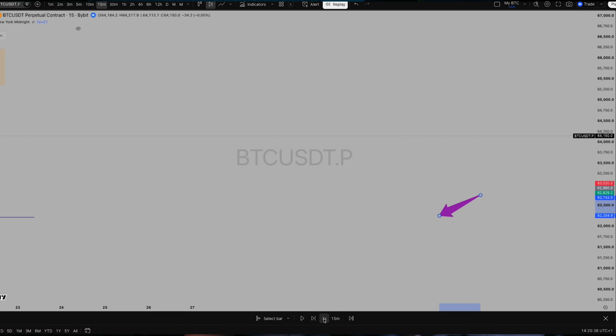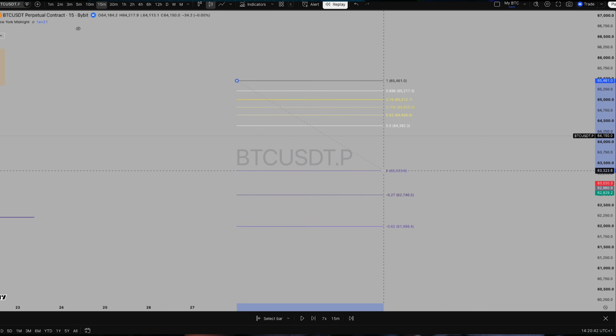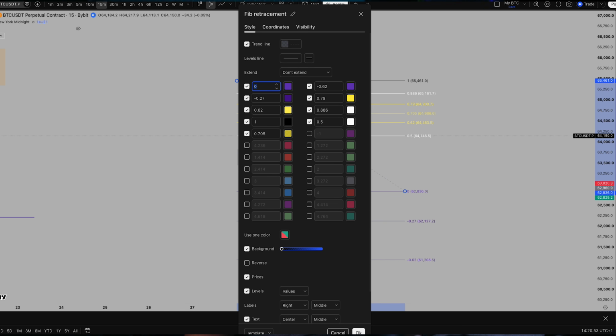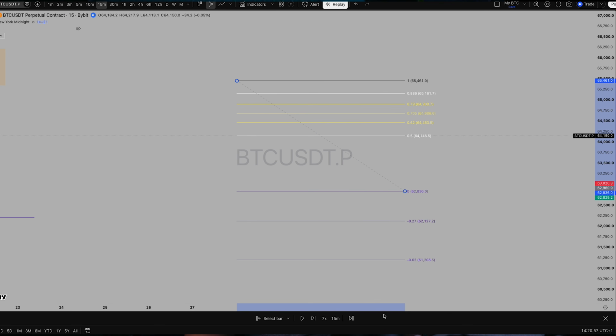Now if you're going short, you take it from the top to the bottom. Okay, you can see it's now on top. Also 0.62 to 0.79 is the golden zone. Again, I'm going to click on settings. You can pause this video to set yours like this. Okay, now let's go to the real chart.